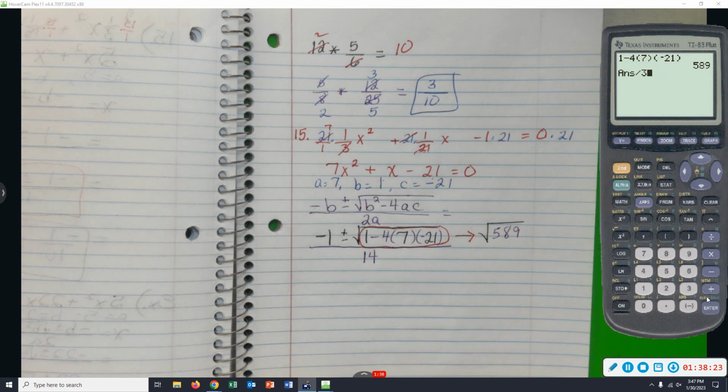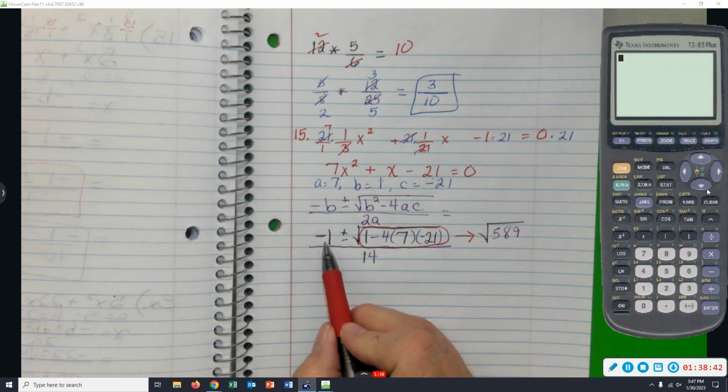And how did I get that? I punched it into my calculator. It's not a perfect square. I don't think there's a perfect square that divides equally. Let me confirm that. Yeah, it's not a perfect square, so I don't think it's reducible.